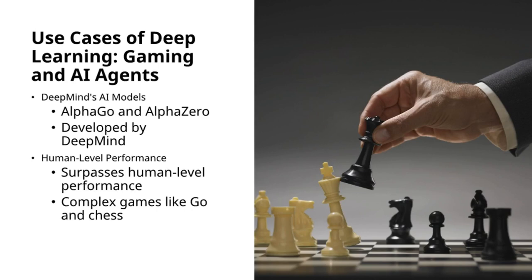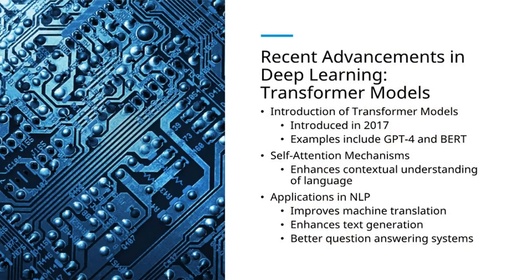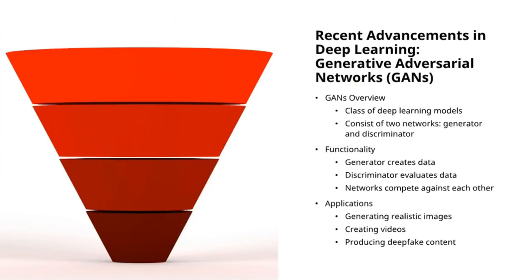as Go and chess. Transformer models, introduced in 2017, like GPT-4 and BERT, have revolutionized NLP. Using self-attention mechanisms, they enhance contextual understanding, improving machine translation, text generation, and question-answering systems. Generative adversarial networks, or GANs, are deep learning models with two networks, a generator and a discriminator. They compete to generate realistic images, videos, and deepfake content.